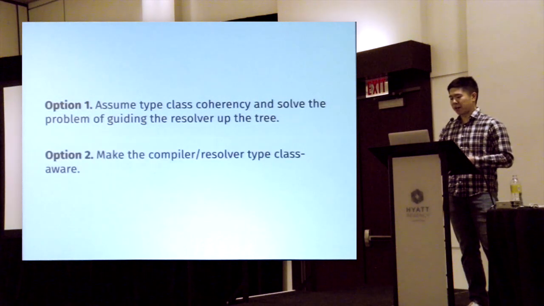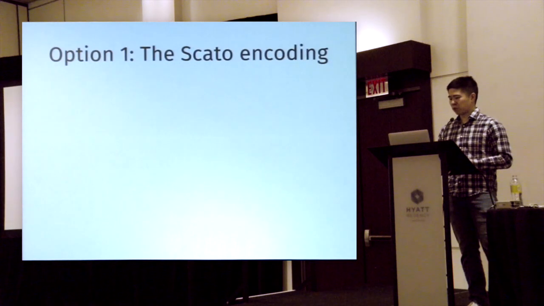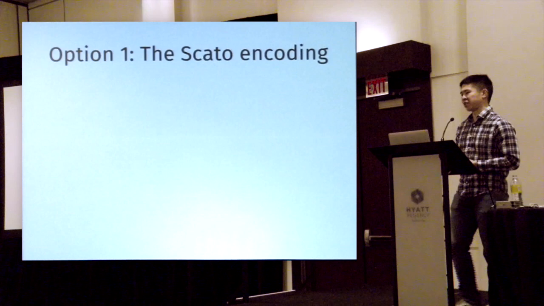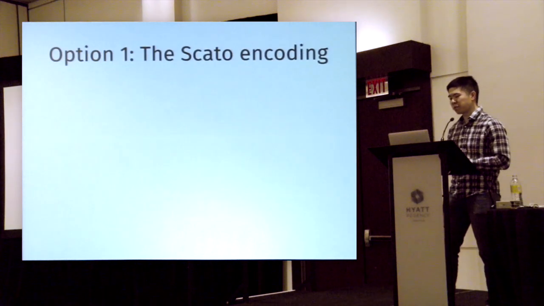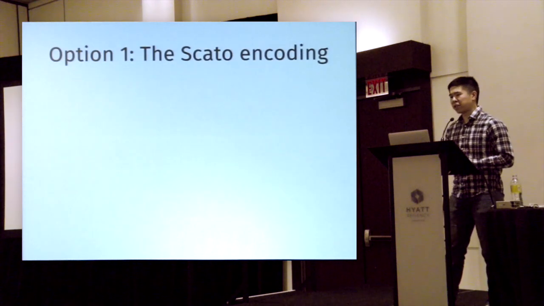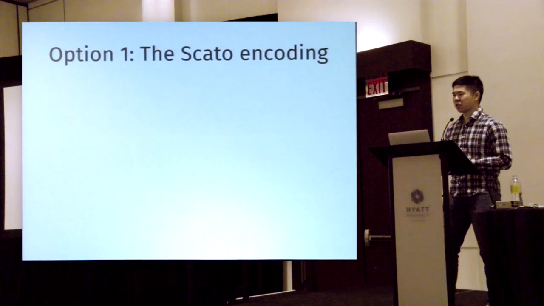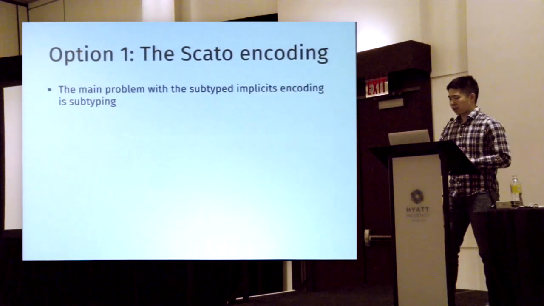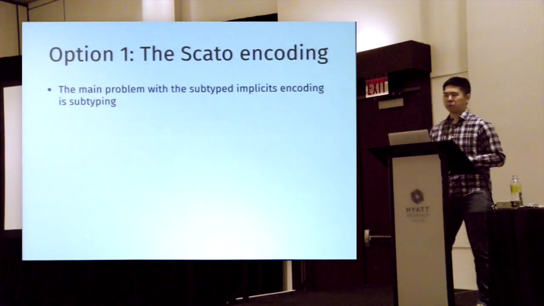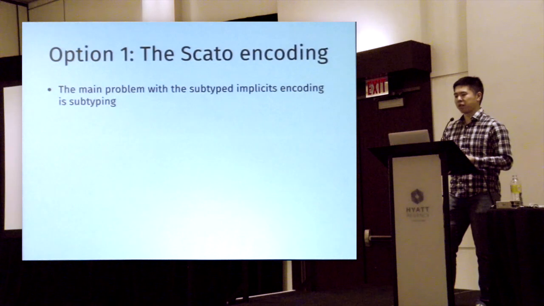Another option we have is to actually fix the problem, to go into the compiler and make the compiler type class aware. I'll cover these two approaches really quick. The first option is often referred to as a Scala encoding, at least in the open source community. And the reason we call it the Scala encoding is because this technique was proven out in a library called Scala by a guy called Adelbert Chang. It identifies that the main problem with the subtyped implicits encoding is the subtype part.